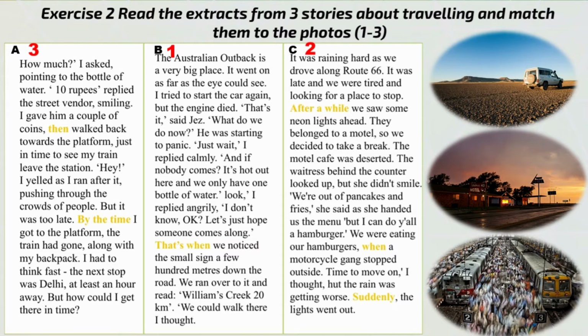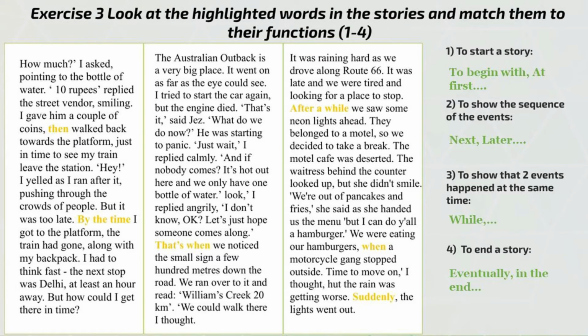Wonderful. Let's move on. When you write a story, it's important to use linking words and phrases to make it more coherent. We can divide all these phrases into 4 categories. The first category, the linking words that you can use when you start a story, for example, to begin with, at first, to start with.